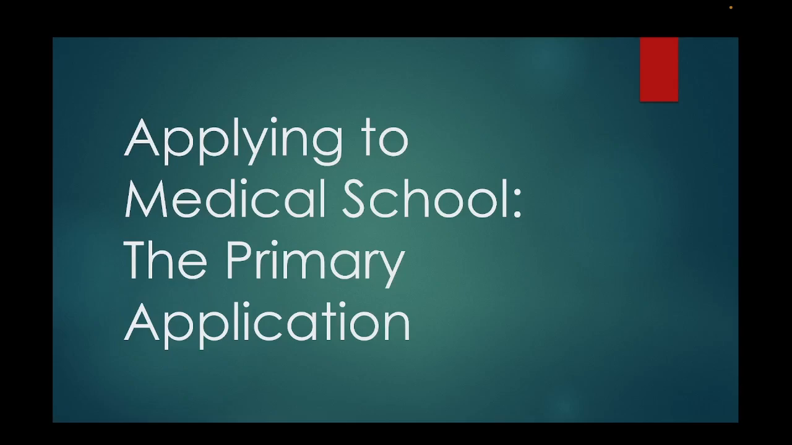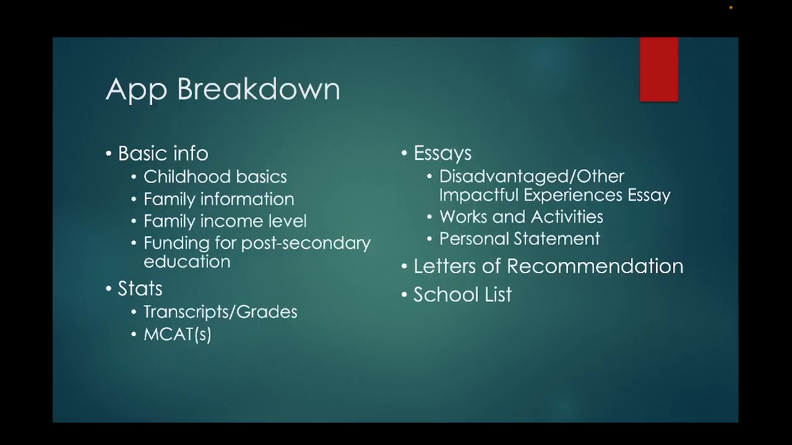process for medical school. This video will be going over an overview of the primary application, the first step in applying to medical school. So the easiest way to go through how to apply is to go through what the application actually looks like. Broken down, the primary consists of some basic components. So some basic info like identifying information, childhood information, family income and information, and then your funding for post-secondary education.